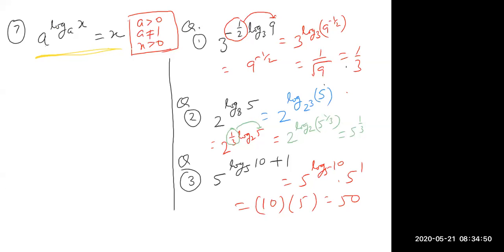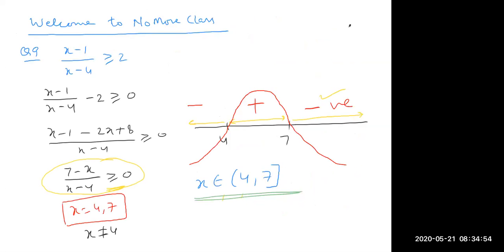Okay. Next, I've given these two properties, I'm writing here. One property is this last property. This was a very important property. A raised to power log a x is equal to x, when a is greater than 0, a is not equal to 1, and x is greater than 0. This was the property.